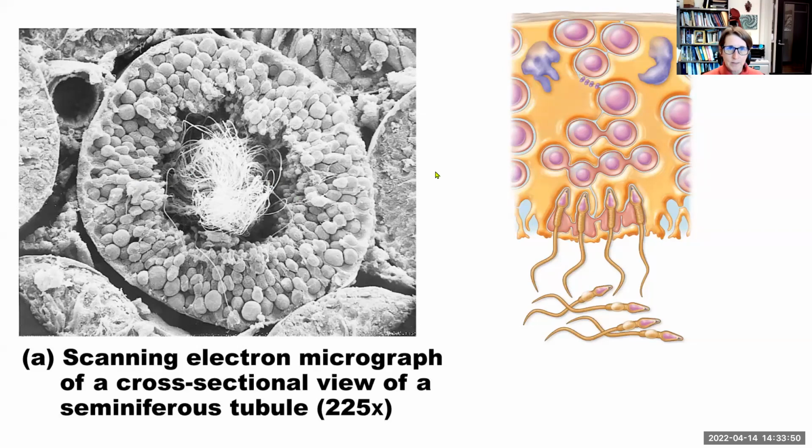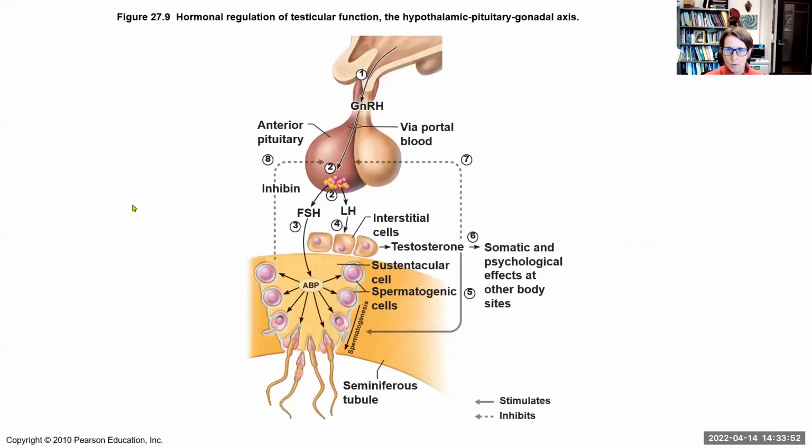Okay, so let's talk about the hormonal feedback loop. All right, let's walk through it. We're going to start at the top with the GnRH that's getting released from the hypothalamus. That's going to promote the release of FSH and LH, the follicle stimulating hormone and the luteinizing hormone. All right, so here's where they do some different jobs.